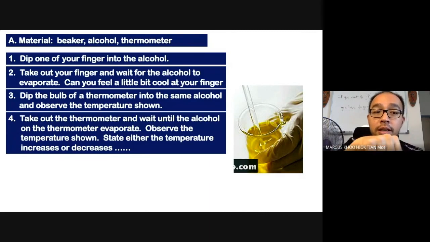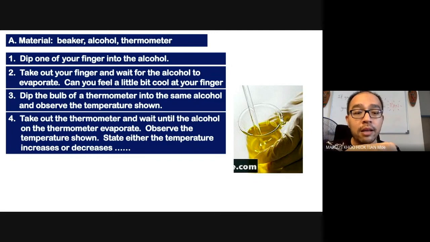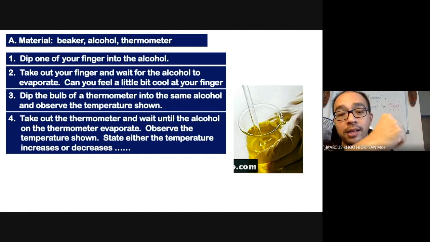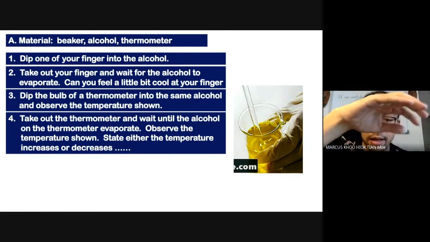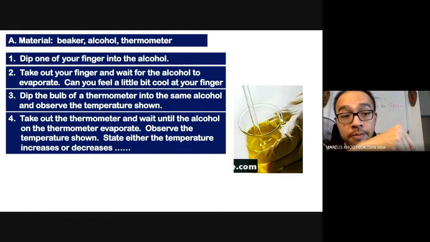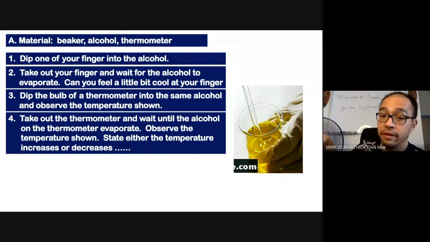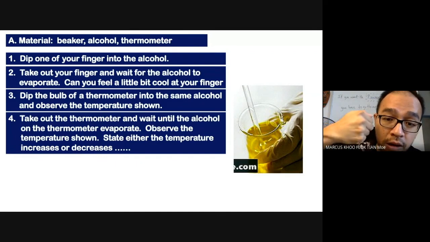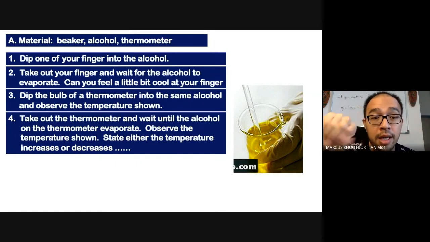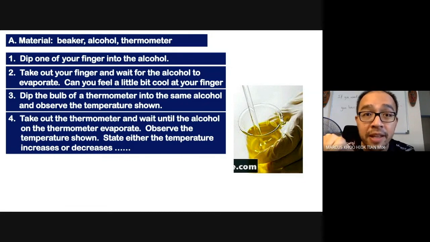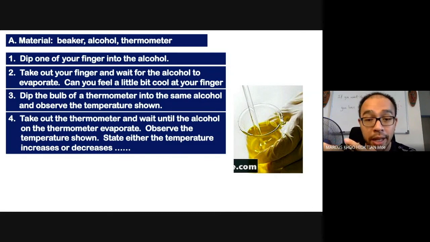Now, if I wait for a while, I think I put too much alcohol. But let's say I wait for the alcohol to fully evaporate. So I put it with the fan. If I put it along the fan, after a while you find that the alcohol will be no more on my hand. And I am feeling now that the place where the alcohol was is a bit cooler now.